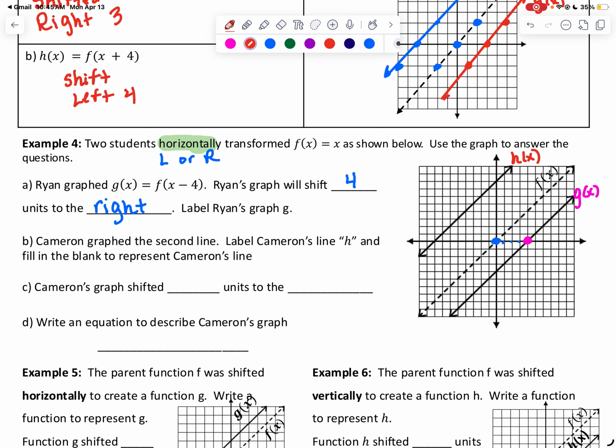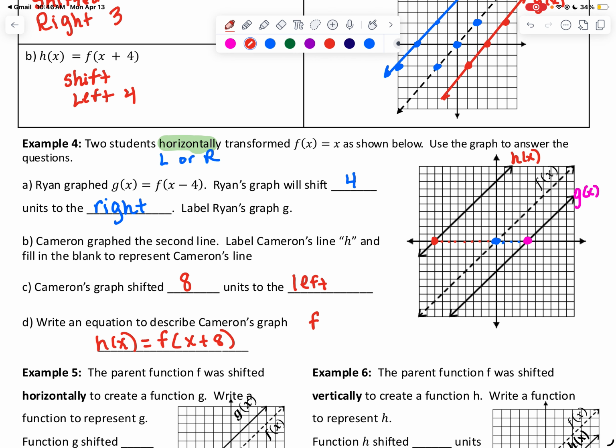So what I want to do is count, go from your parent function. Your parent function goes through 0, 0, and count to the left. 1, 2, 3, 4, 5, 6, 7, 8. So his graph moved 8 units to the left. So if I wanted to write a function rule to describe Cameron's graph, I would say h of x is equal to f of x plus 8, because x plus 8 moves to the left.